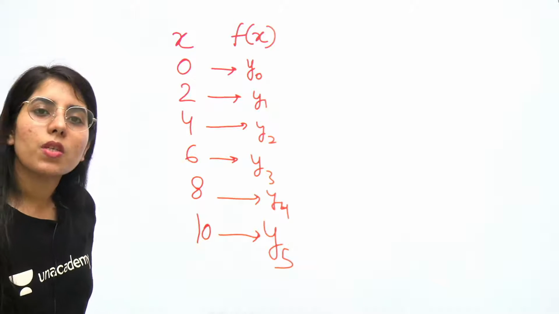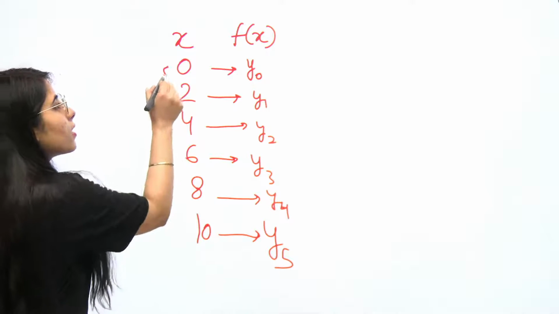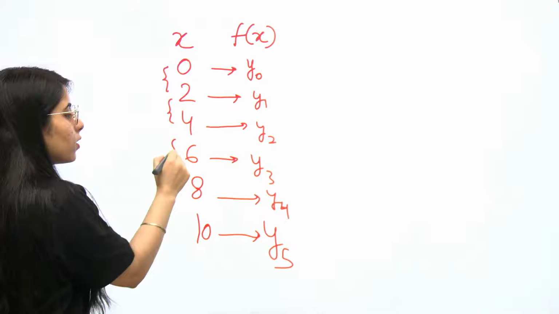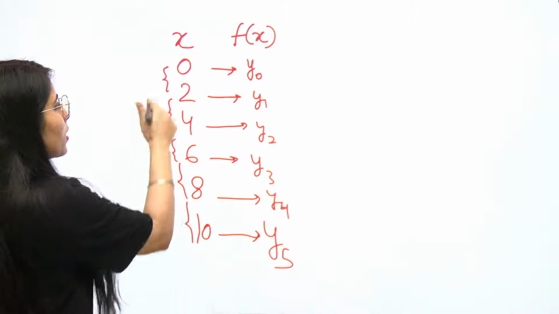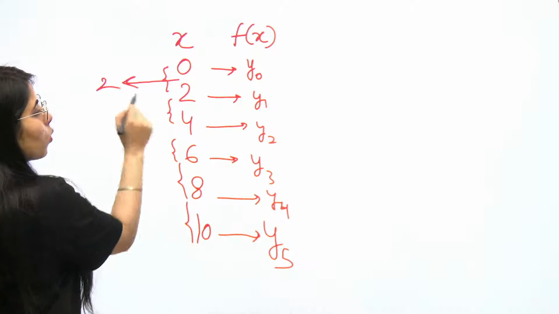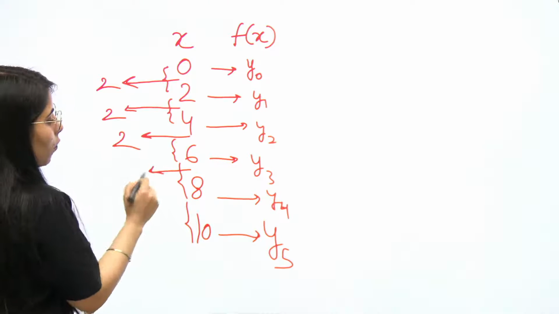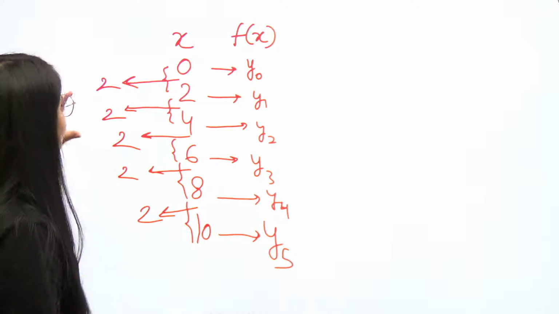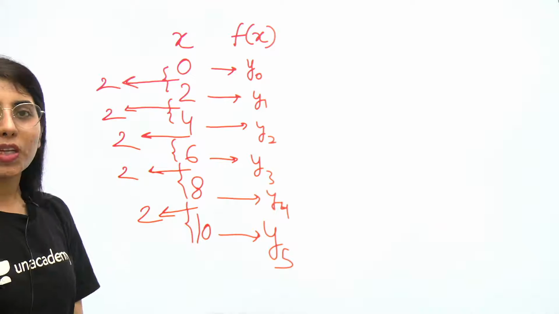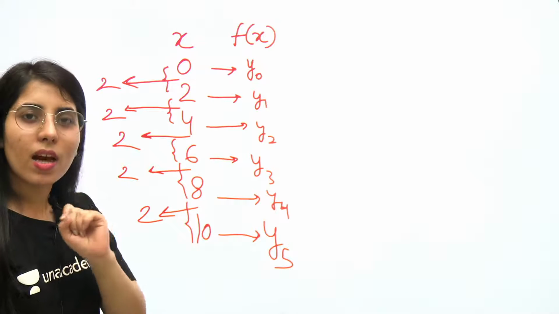observe is the step size h. What is the step size? Step size is the difference between two consecutive x values. So what is that? 0 and 2, difference 2. 2 and 4, difference 2. 4 and 6, difference 2. Difference 2, difference 2. Easily you can consider it. And this equal difference given between two consecutive x values is known as the step size.